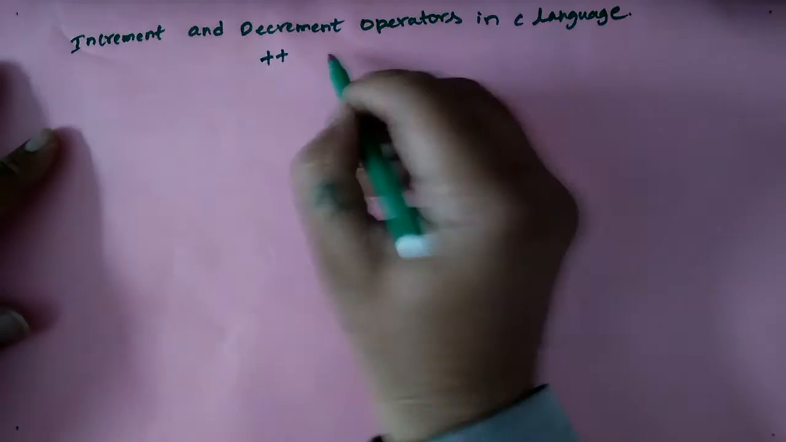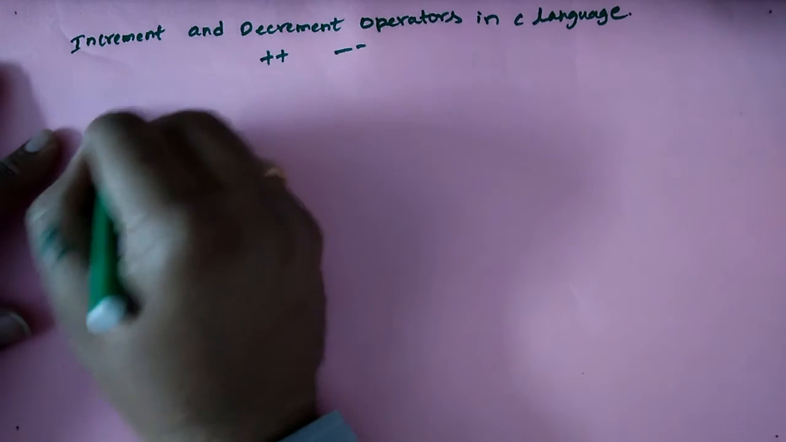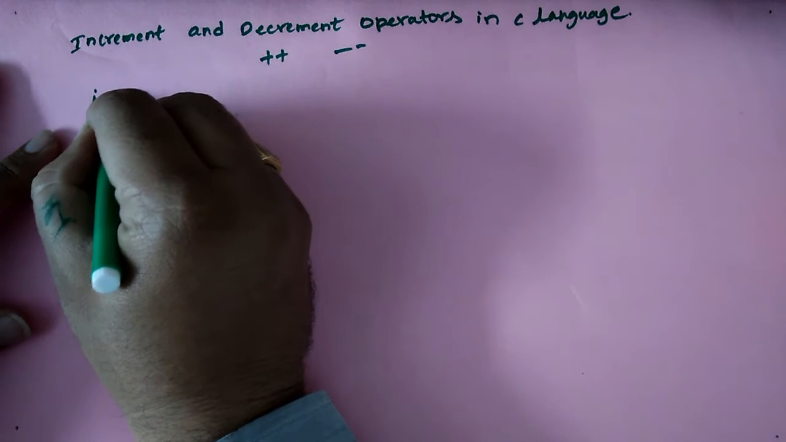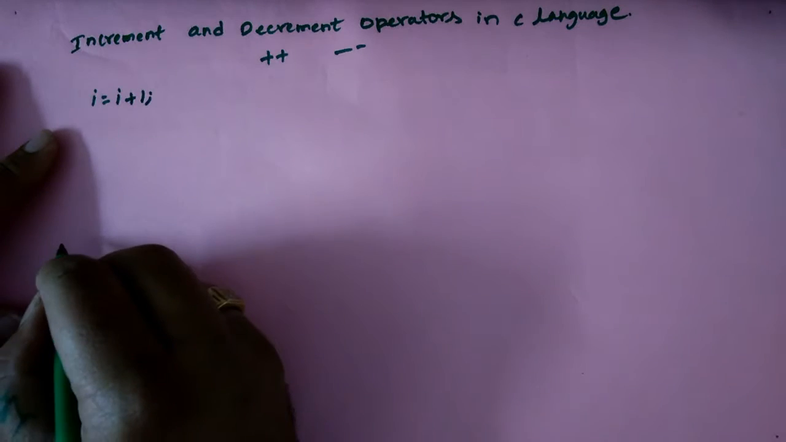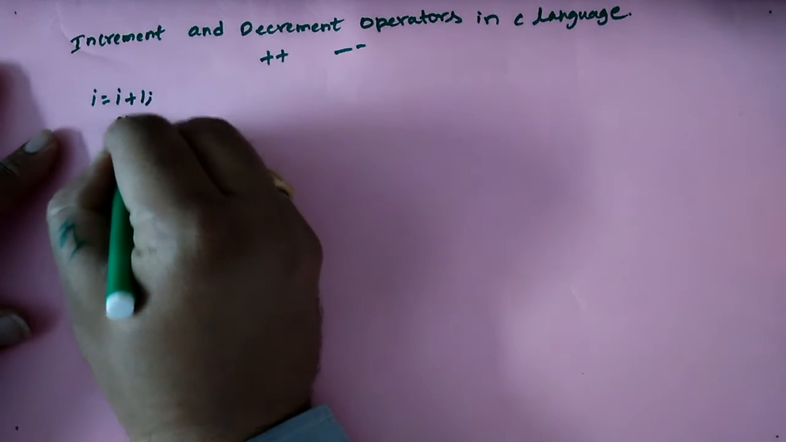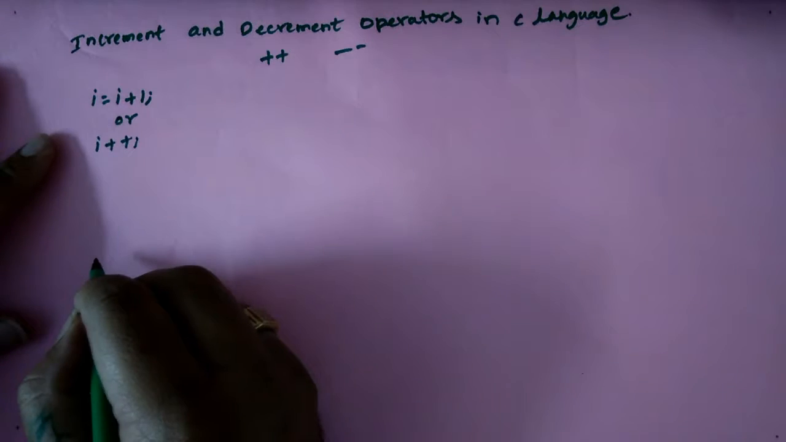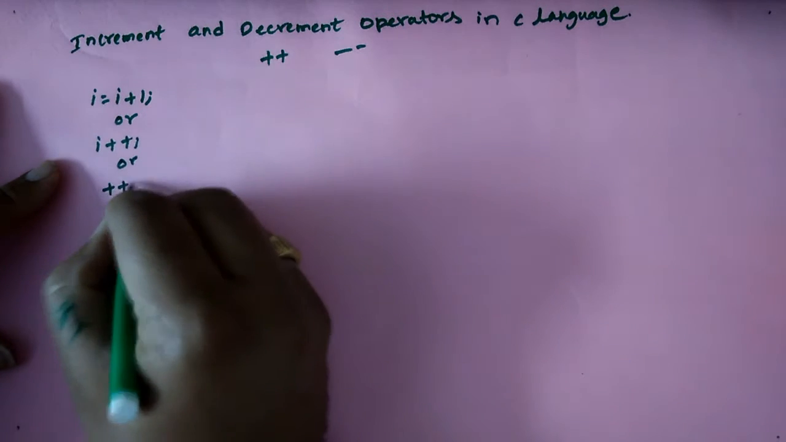Plus plus and minus minus are the operators which we will be using in this. If I want to increment a value, I can write i is equals to i plus 1. To replace this, I can write i plus plus simply. Or alternative to this, I can also write plus plus i.